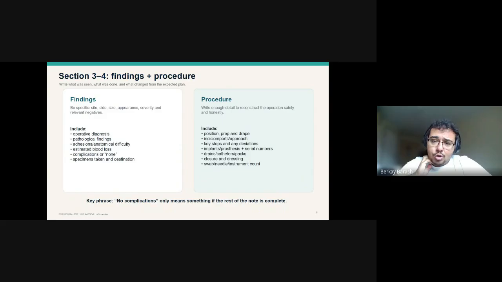We want to be honest in our procedure details as well, because we want to cover the medical legal background. If you say no complications in your operation notes, that would only be at the end of your note when you have completed everything. Imagine you have gone through the 6 steps of completing your operation note, and now you're thinking, you know what, I didn't actually find anything in terms of my procedures or my findings. Now I can say no complications.